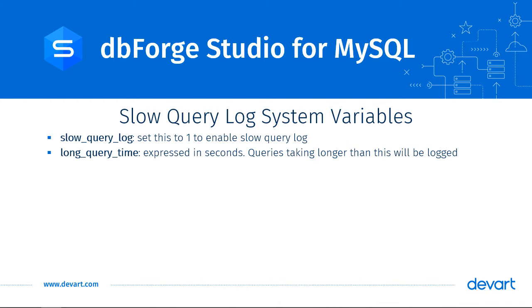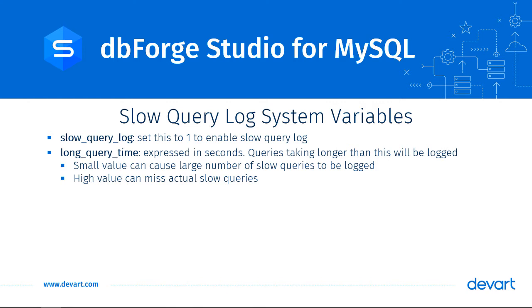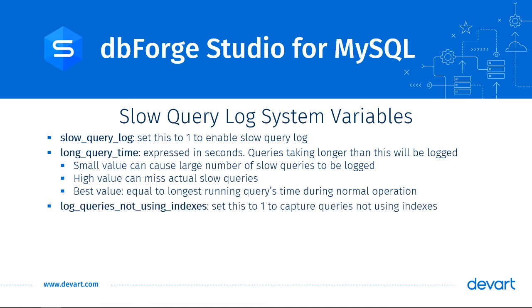Now, if you set the long_query_time to a small value, you may end up with large number of slow queries in the log. That's because the application could be running the same query thousands of times with different parameters. On the other hand, if you set this parameter to a high value, you may miss the actual slow queries causing the bottleneck. The ideal value should be the time it takes for the longest running query to finish during normal operations. So, if you expect your longest running MySQL query to take no more than 3 seconds, set this variable to 3.